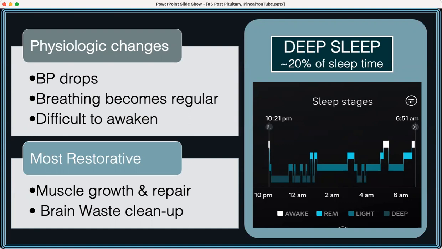It's during that period that you get great muscle growth and repair. And it's also that extremely important time when brain waste is cleaned up. So patients with dementia, the most important sleep that they need is this deep sleep.